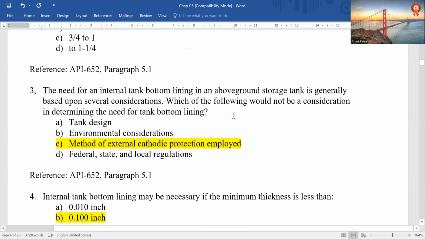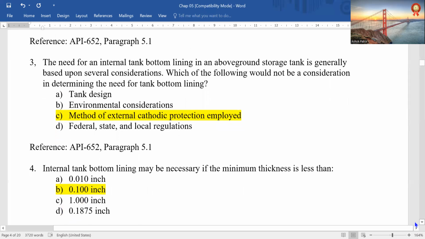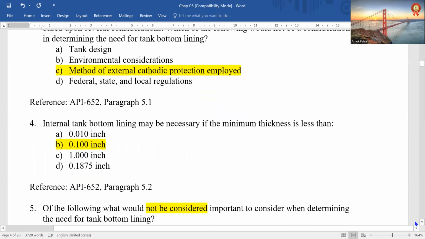The need for an internal tank bottom lining in an aboveground storage tank is generally based upon several conditions. Which of the following would not be considered in determining the need of tank bottom lining? Method of external cathodic protection employed. Internal tank bottom lining may be necessary if the minimum thickness is less than 0.1 inch.